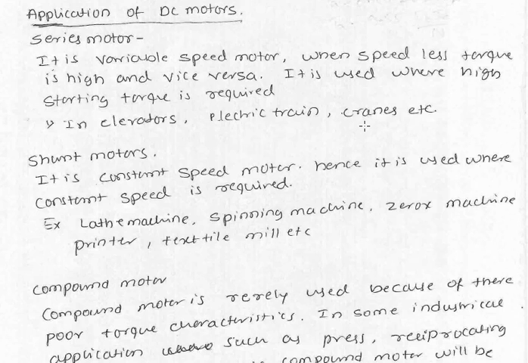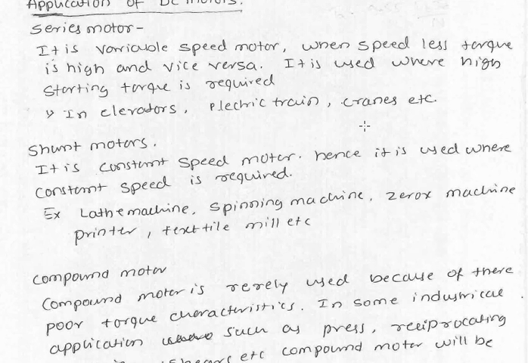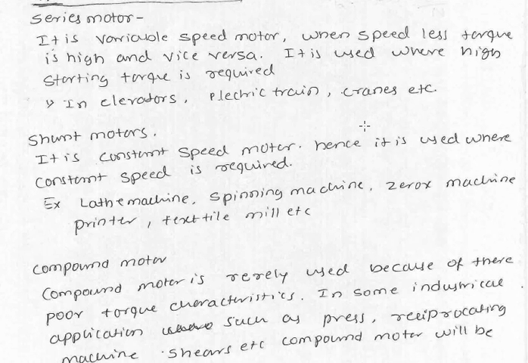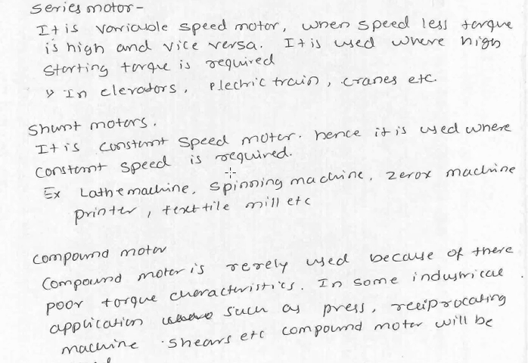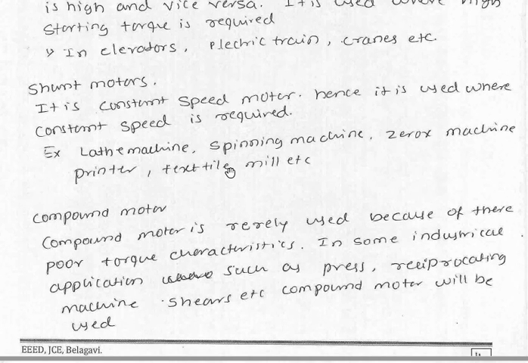And shunt motors are used where we have a constant speed application. So it is a constant speed motor, hence it is used where constant speed is required, in applications like a lathe machine. In case of a lathe machine, we need to have a constant speed for the job. And spinning machine, Xerox machine, printer, textile mills, these are the different examples where we require a constant speed, and we can use the shunt motors.